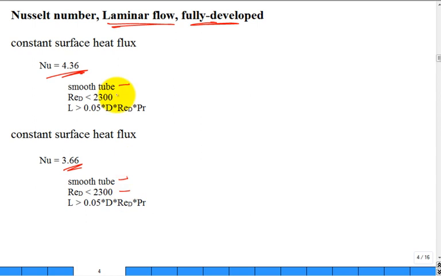Again, these are only for smooth tubes. Reynolds number has to be below 2300. That's our cutoff or criteria for transition to turbulent. And to be fully developed, you should be that far down the pipe. So this is the x to be fully developed hydrodynamically. You multiply it by the Prandtl number, and then that's the distance to be fully developed thermally.